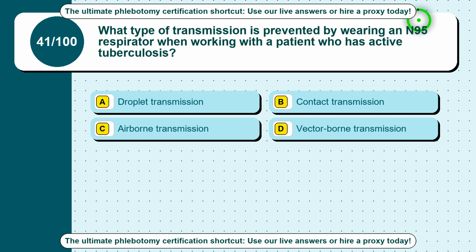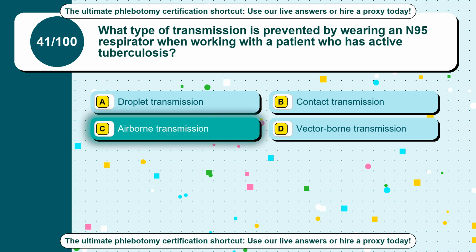Question 41. What type of transmission is prevented by wearing an N95 respirator when working with a patient who has active tuberculosis? Option A, droplet transmission. Option B, contact transmission. Option C, airborne transmission. Option D, vector-borne transmission. The correct answer is option C, airborne transmission.